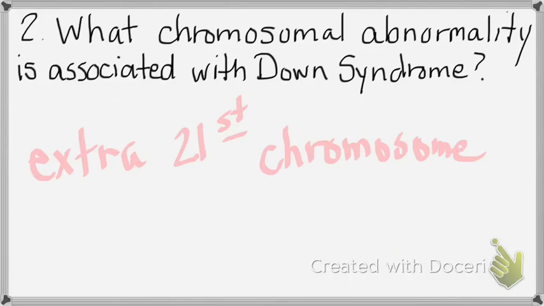We actually call that one trisomy 21 to indicate that it's three 21st chromosomes. Make sure you could spot that on a karyotype. So you just look at the 21st pair and see if there's two chromosomes there. If you see three chromosomes there, you know that that child would have Downs.